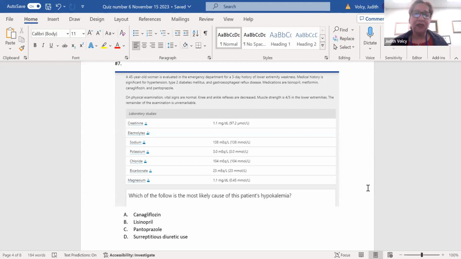So usually when I see chemistry, I usually say, okay, let me calculate the anion gap. But over here, you don't have to go that far.